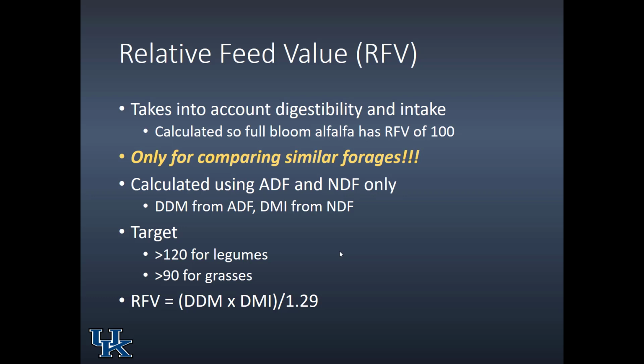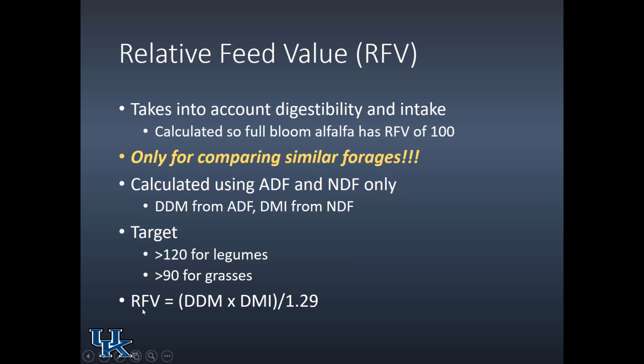We calculate it using ADF and NDF only, using simple equations. DDM, which is digestible dry matter, from ADF, and dry matter intake, DMI, from NDF. The target, if you're going to say what is a good forage, you're going to say over 120 for legumes and above 90 for grasses. 90 to 100 for grasses is really, really good for most of the hay that we make in Kentucky. And here is the equation for relative feed value.